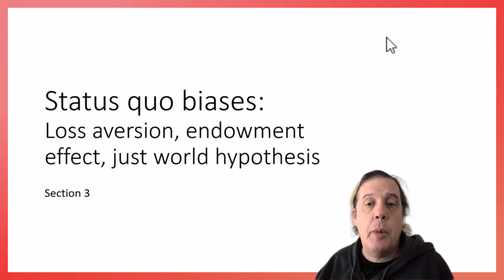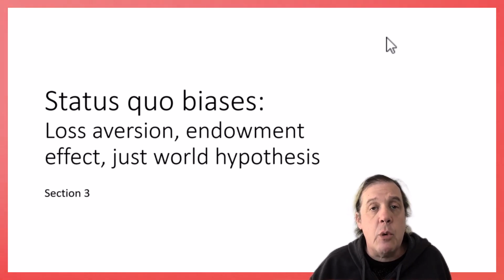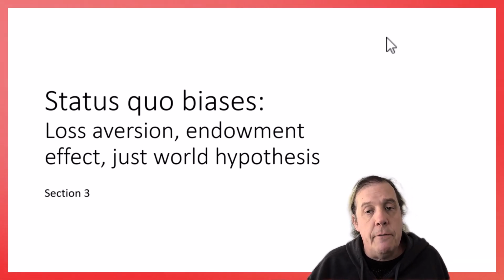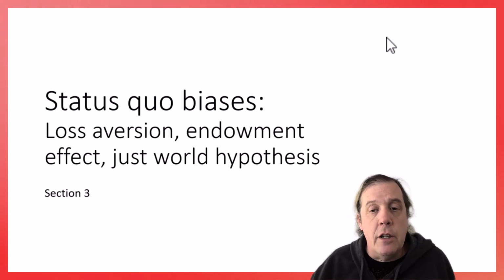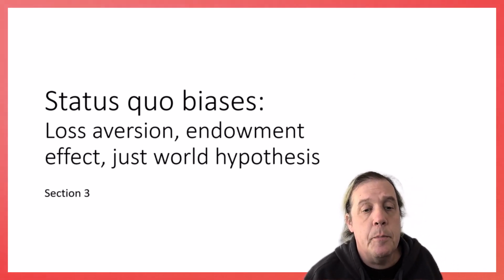So next I want to talk about the status quo biases. And I'm going to talk about three specific forms of status quo biases: loss aversion, the endowment effect, and the just world hypothesis. To understand these, I want to look at the umbrella term that I'm using for all of them first: status quo bias.